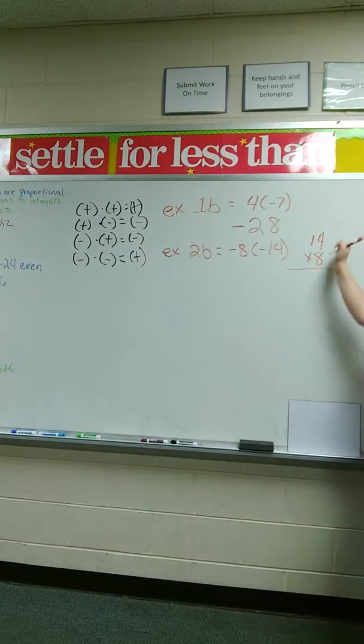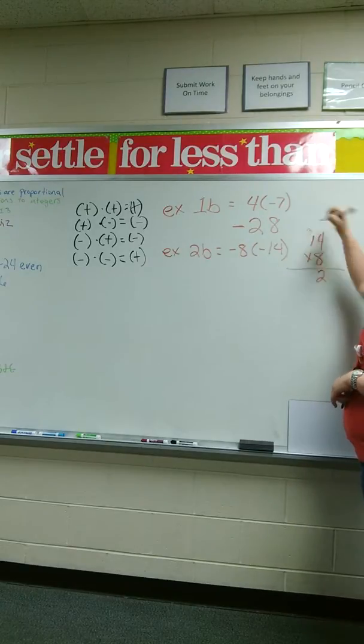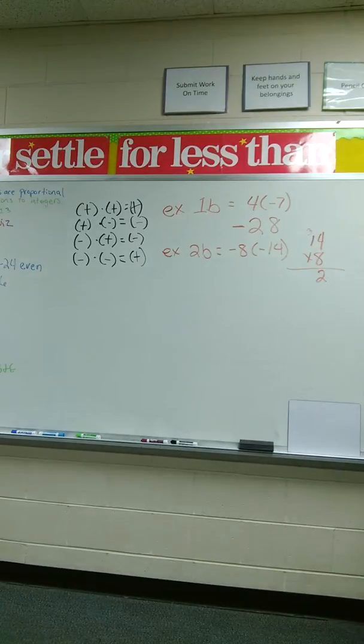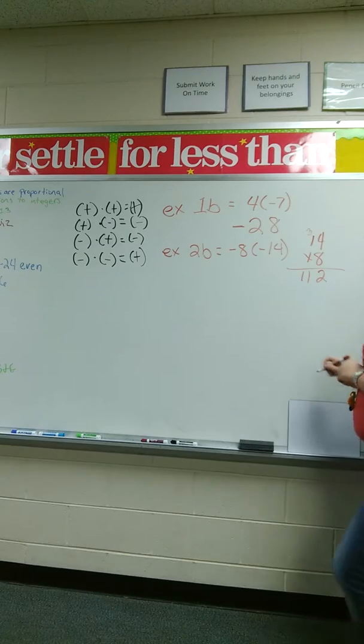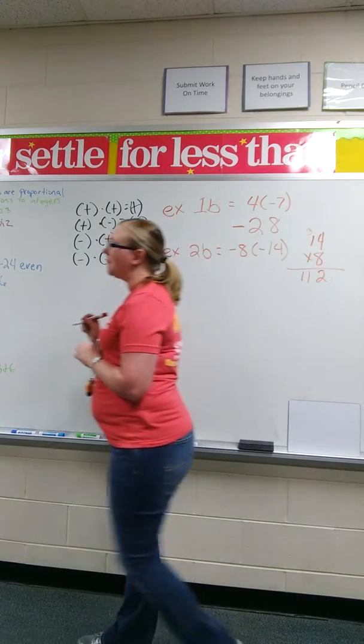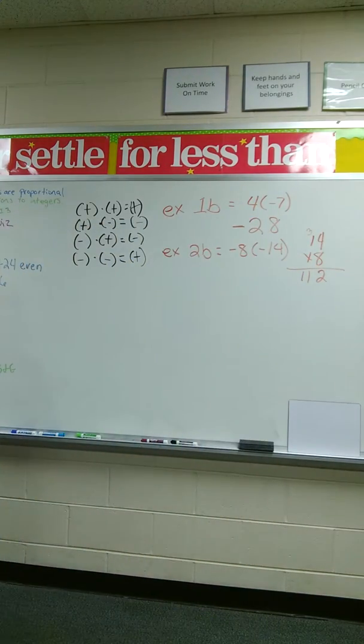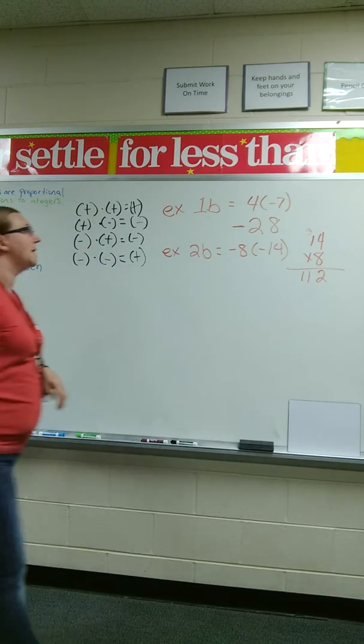We multiply. 8 times 4 is 32. We write down our 2, we carry our 3. 8 times 1 is 8, plus 3 is 11. Okay. We end up with 112. Our answer, we have a negative and a negative, so our final answer will be positive.